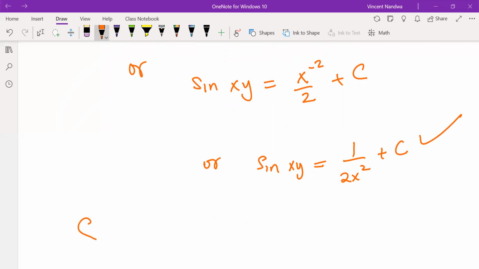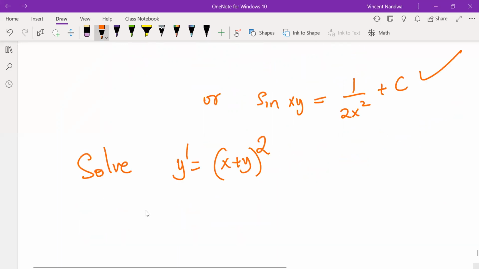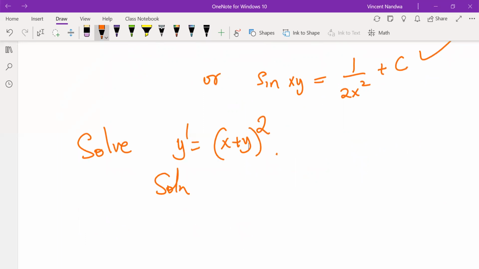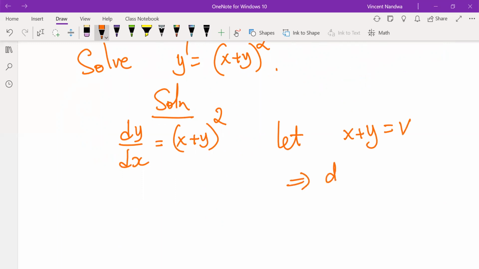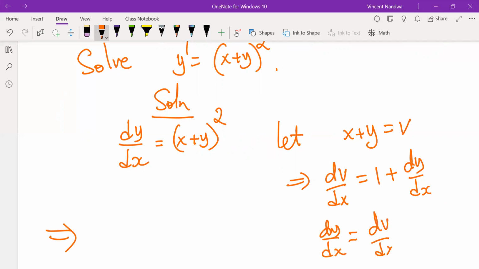Lastly, solve y prime equals x plus y squared. Now, by definition, y prime is dy dx equals x plus y squared. Now, here we also fix, so let x plus y be v, which means dv dx is the same as 1 plus dy dx, so that dy dx alone is the same as dv dx minus 1.